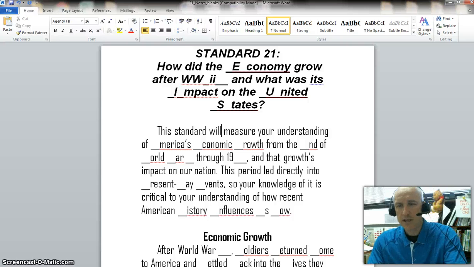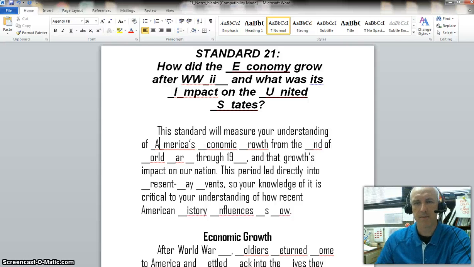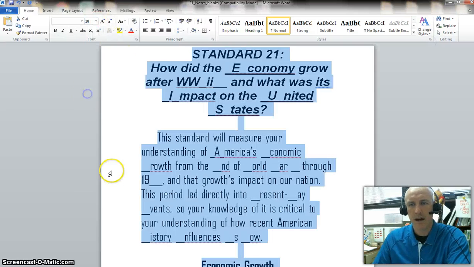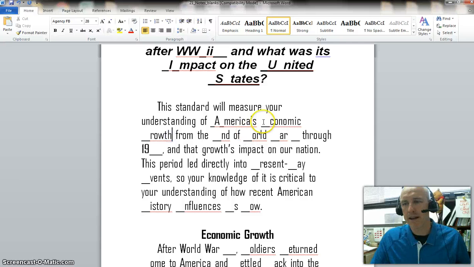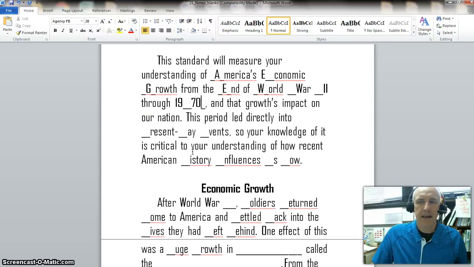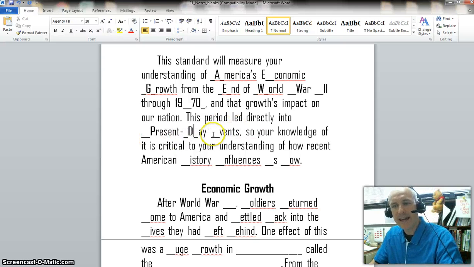So this standard will measure your understanding of America's economic growth from the end of World War II through about 1970, and that growth's impact on our nation. This period led directly into present day events.